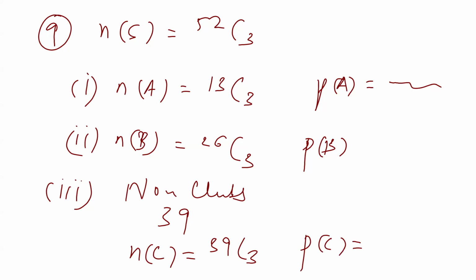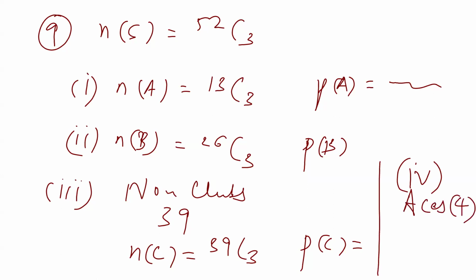And the fourth one, all of them are aces. The total number of aces is 4. So N of D is equal to 4C3, because we are drawing any three cards, so all three will be from the aces category. So it will be 4C3 upon 52C3, N of A upon N of S, right?